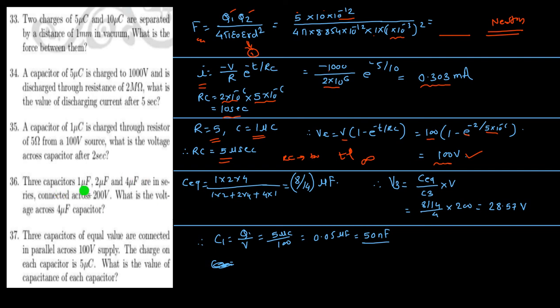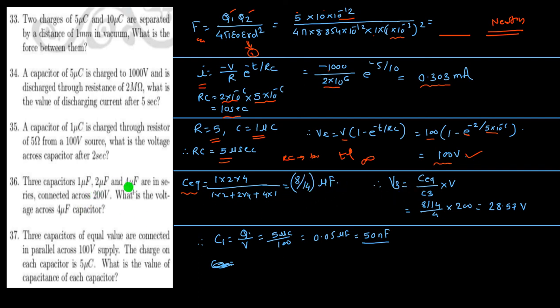Three capacitors, 1 microfarad, 2 microfarad and 4 microfarad, are connected across 200 volt. What is the voltage across the 4 microfarad capacitor? So first we will calculate the C equivalent. 1 into 2 into 4 divided by 1 into 2 plus 2 into 4 plus 4 into 1. So this will give you 8 by 14 microfarad.